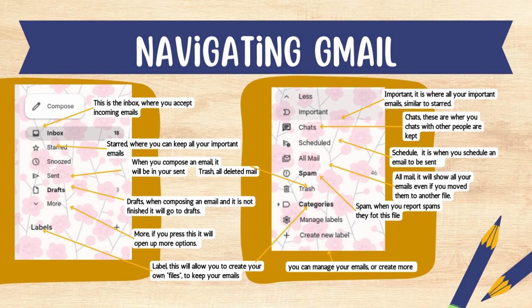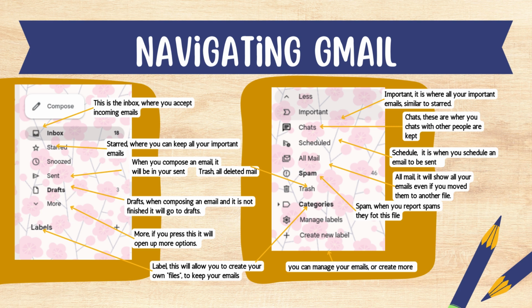And if you press more, it'll give you more options. You will be seeing those options on the right. So labels, under more, it says labels. This will allow you to create your own files so you can keep your emails there. So on the right side, after you press more, it should show you more stuff. So here we have important. This is again like the little flag. You'll flag it as important. Similar to starred.